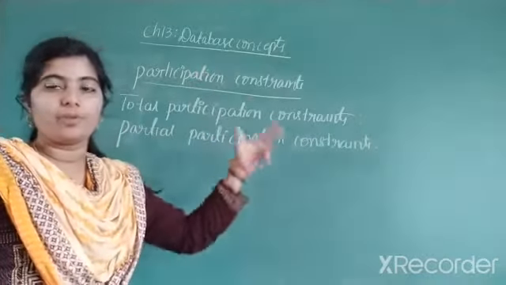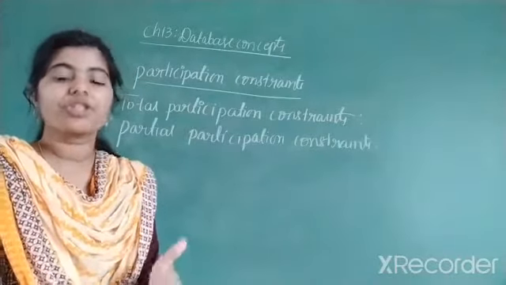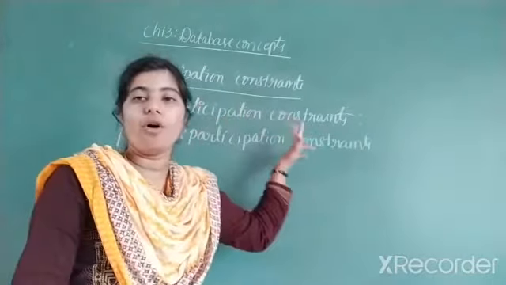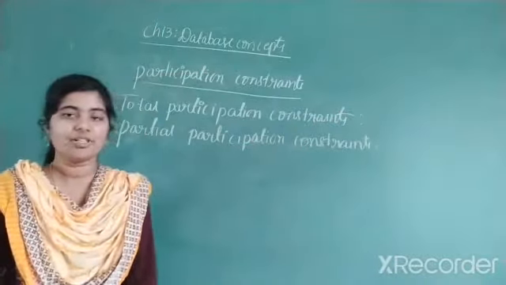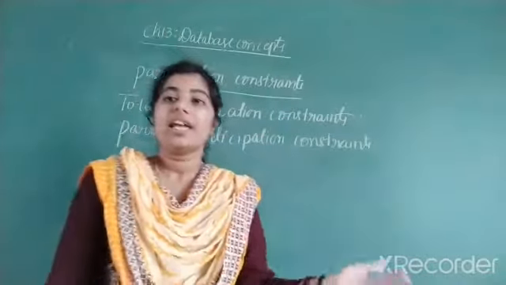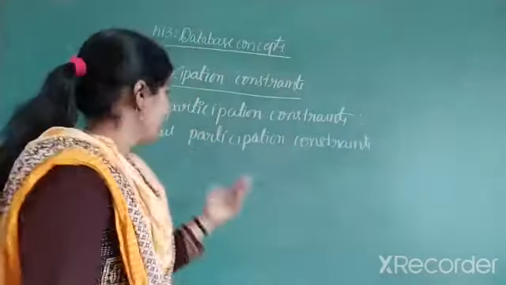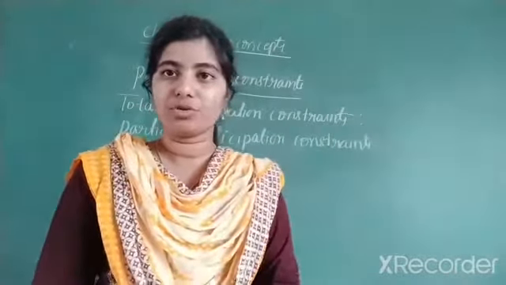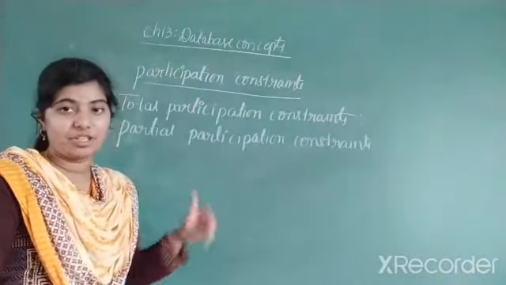If all the attributes of an entity, so if all the attributes coming in the entity are involved in the relationship, then we can call it total participation constraint. If all the attributes of an entity are involved in the relationship, it is called total participation constraint. And for partial participation constraint, the name itself indicates: if not all the attributes of an entity are involved in the relationship, then it is called partial participation constraint.